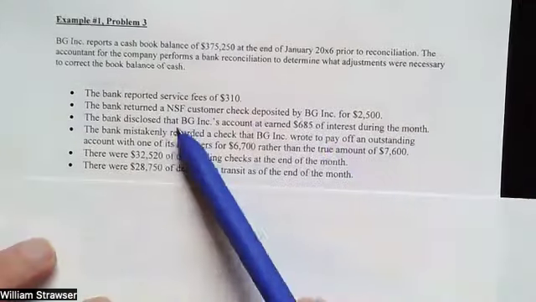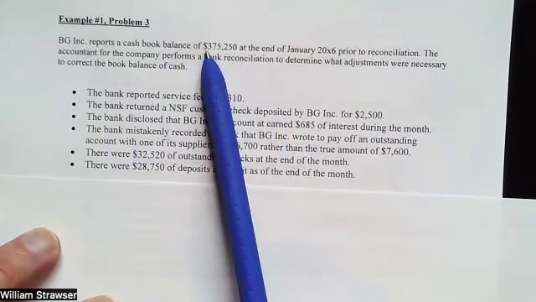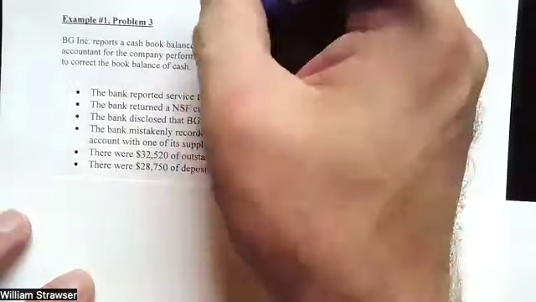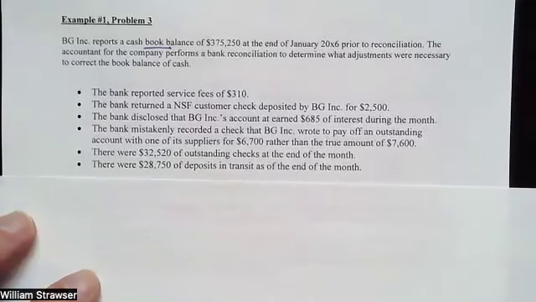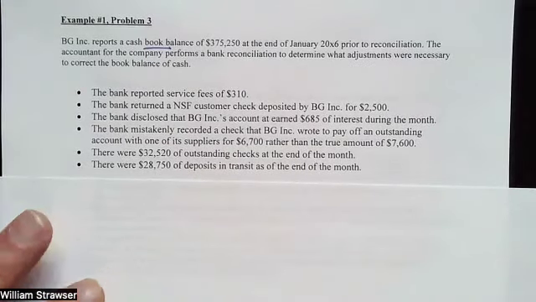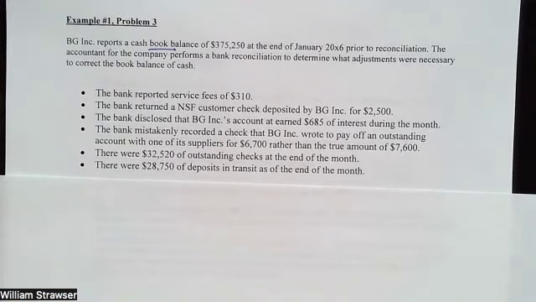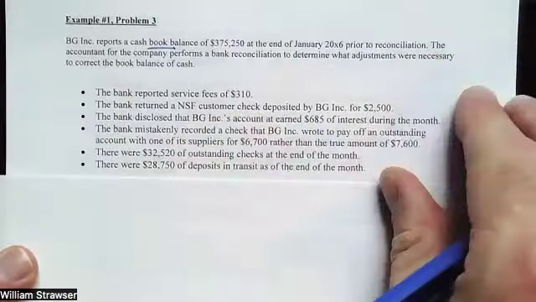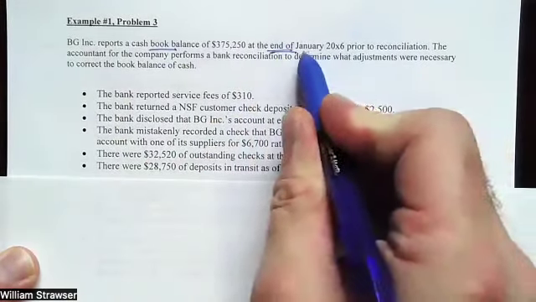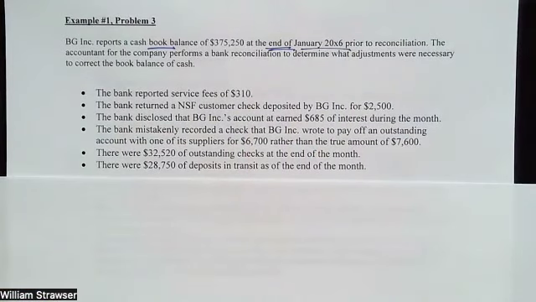So in this problem, it says that the company reports a book balance of 375,250 at the end of January prior to reconciliation. So this is on the book side of things. The accountant for the company performs the reconciliation, adjustments where necessary, and then we have a list of items, right? If we're starting at a book balance and we are at the end of January, make sure you know where you are, beginning of the month, end of month, right? It makes a very large difference in terms of where we're starting this process.